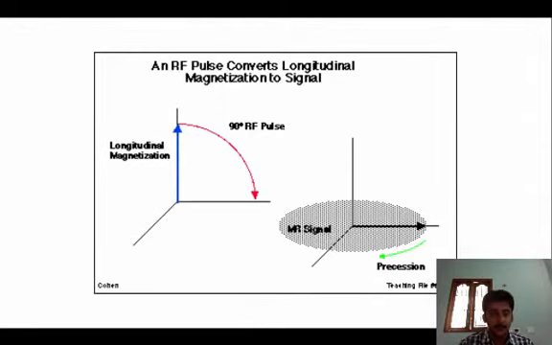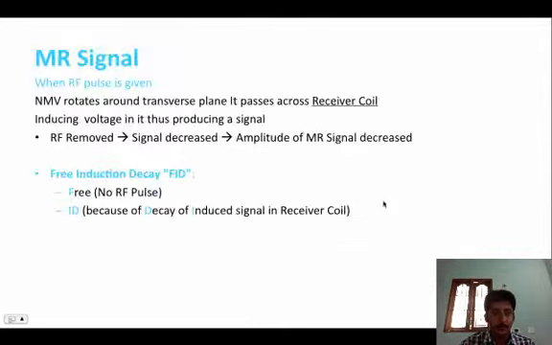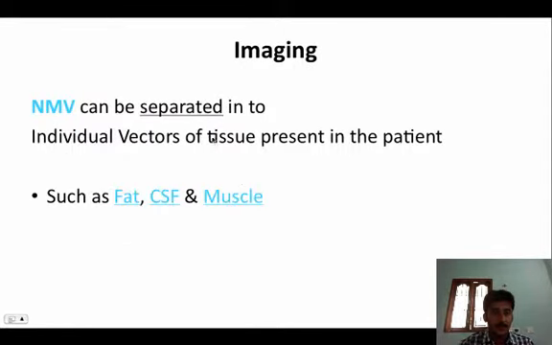So we're just converting the longitudinal magnetization. We are applying an RF pulse perpendicular to this, and we are producing a transverse magnetization with a particular precession. So when this RF is removed, the signal will decrease and the amplitude of the MR signal will also decrease. So this is the basic principle of magnetic resonance imaging.